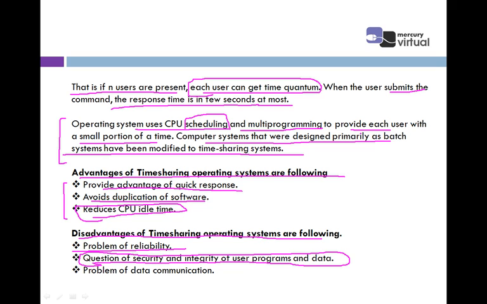Then the last one is the problem of data communication. There is some gap, some problem in data communication. How can we share the data? If you are far from me at a longer distance, there are some technical issues, some low bandwidth. So that is the main problem of data communication. So this is one of the main limitations of the time sharing operating system.